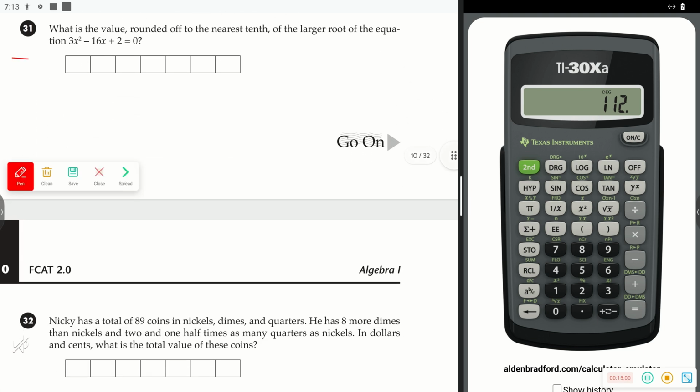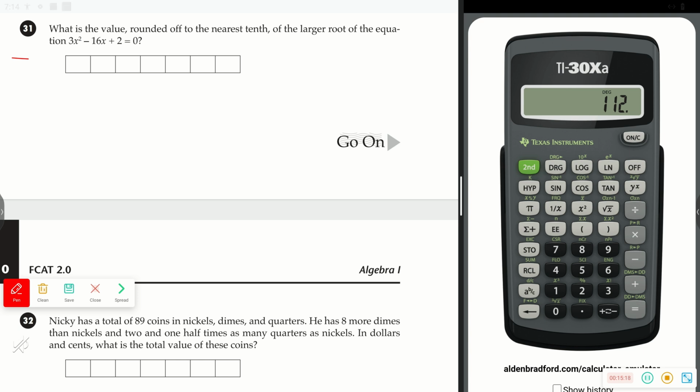Number 31 says, what is the value rounded to the nearest tenth of the larger root of the equation 3x squared minus 16x plus 2. All right. So, again, we have to think before we start the problem, how do we solve this problem? We know that this is a quadratic equation, and we know that it is in standard form. Right? So standard form of a quadratic equation is ax squared plus bx plus c equals 0. So we're already in standard form, so we have that going for us.